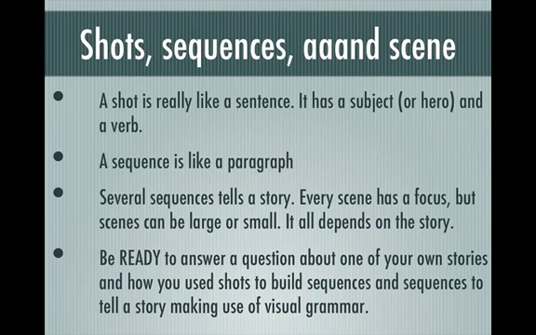Shots, sequences, and scenes. A shot is really like a sentence. It has a subject or a hero and a verb. I'm going into a little more depth here on something from the other lecture. If we're talking about visual grammar, it's a really great metaphor, but how does that really play out? Think of a shot like a sentence. There's a subject and a verb. Think of a sequence as a paragraph, a bunch of sentences that together tell a more complex idea than a single sentence can tell. And you put several sequences together and you've got a story. That's the visual counterpart to the five, six, or seven paragraph story.